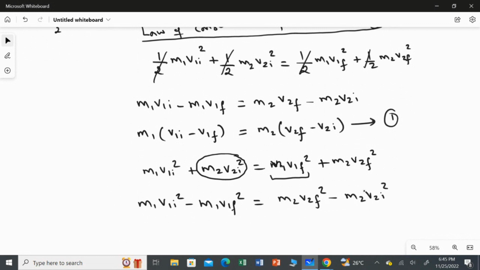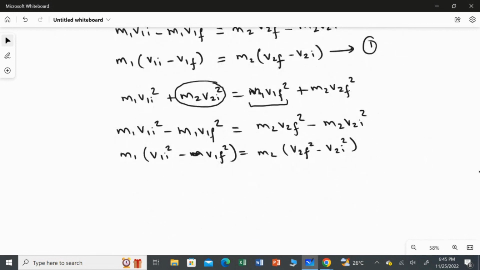Clear? Now we can take m1 as a common term. So m1 times v1 initial square minus v1 final square, since m1 we already took outside, right? Likewise here, if you take m2 as a common term, the rest of the terms are v2 final square minus v2 initial square, right? Okay. Now I'm going to take this equation as the second equation, right?